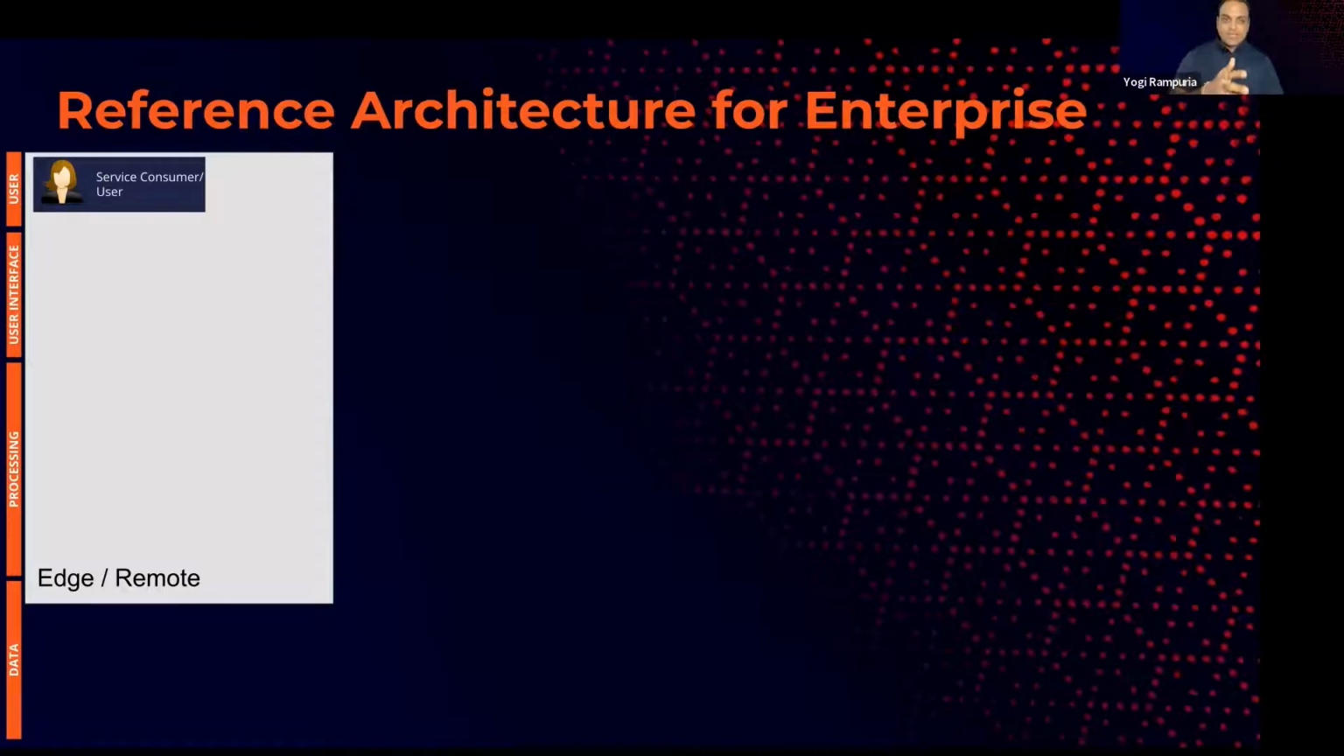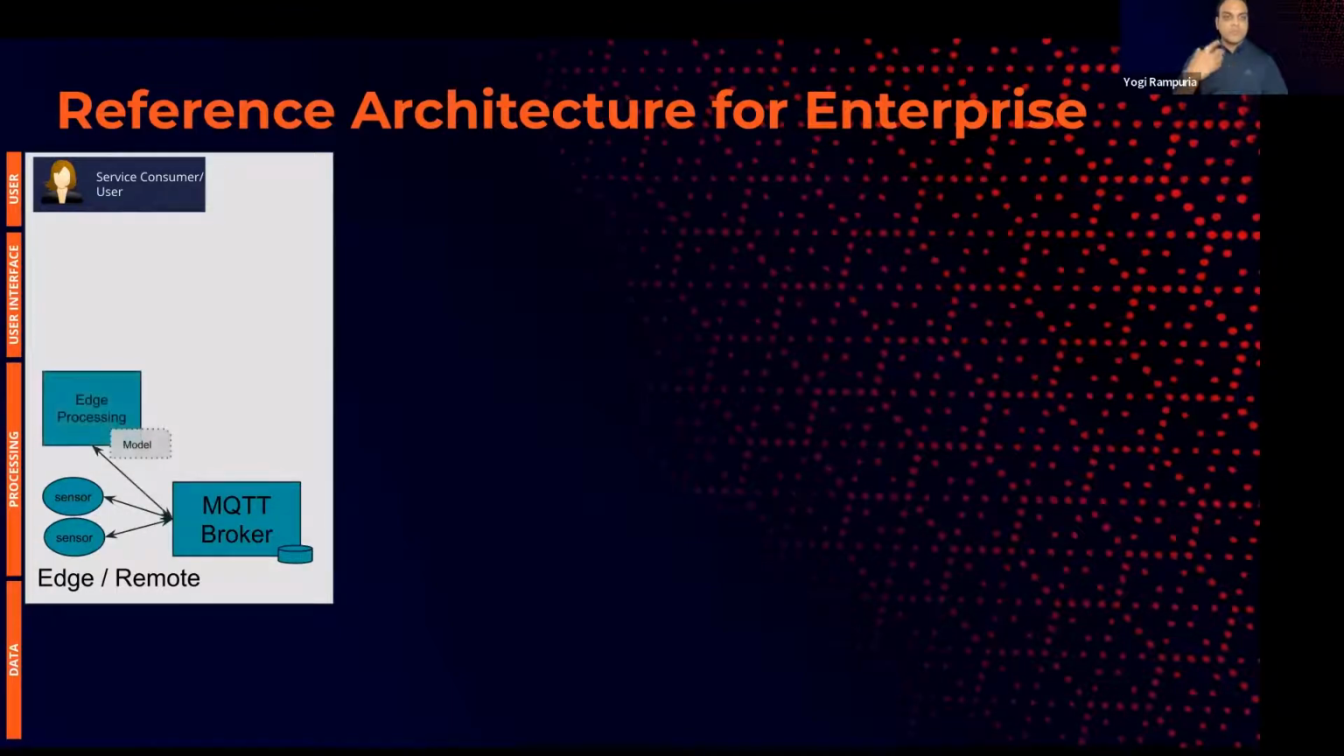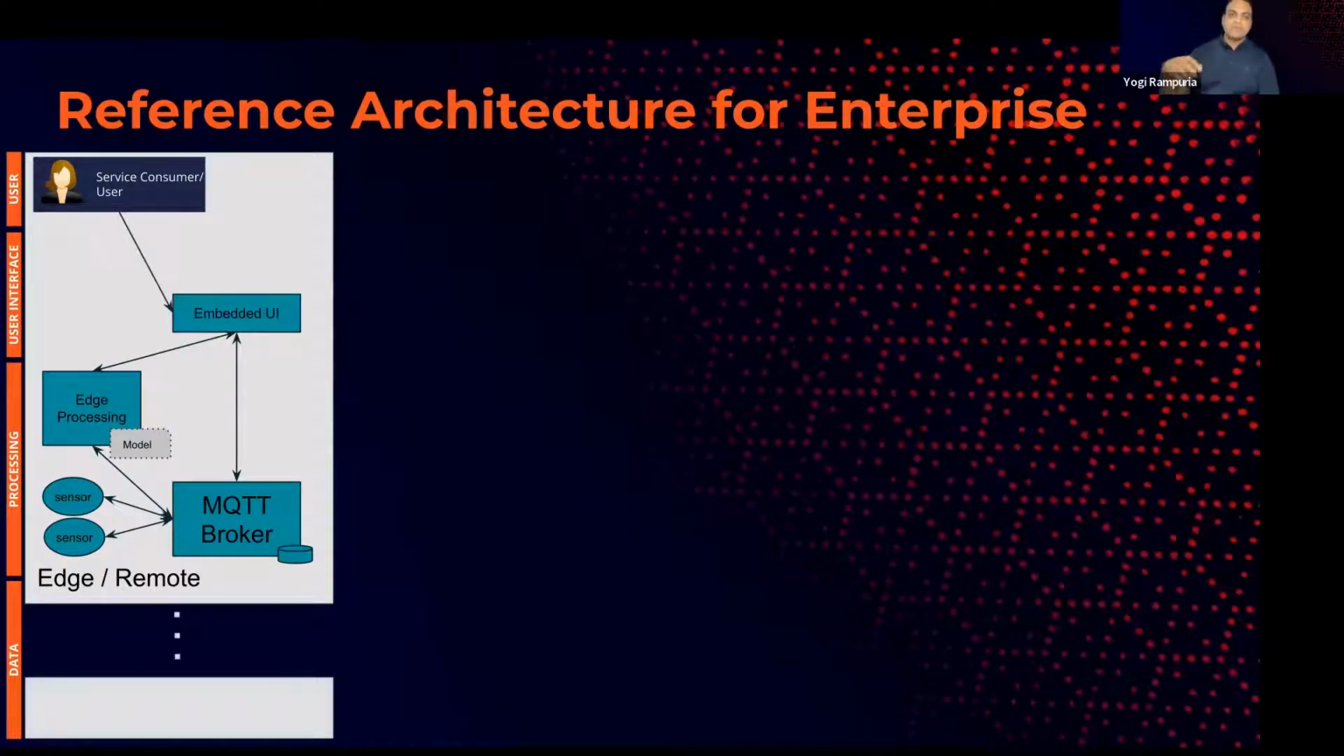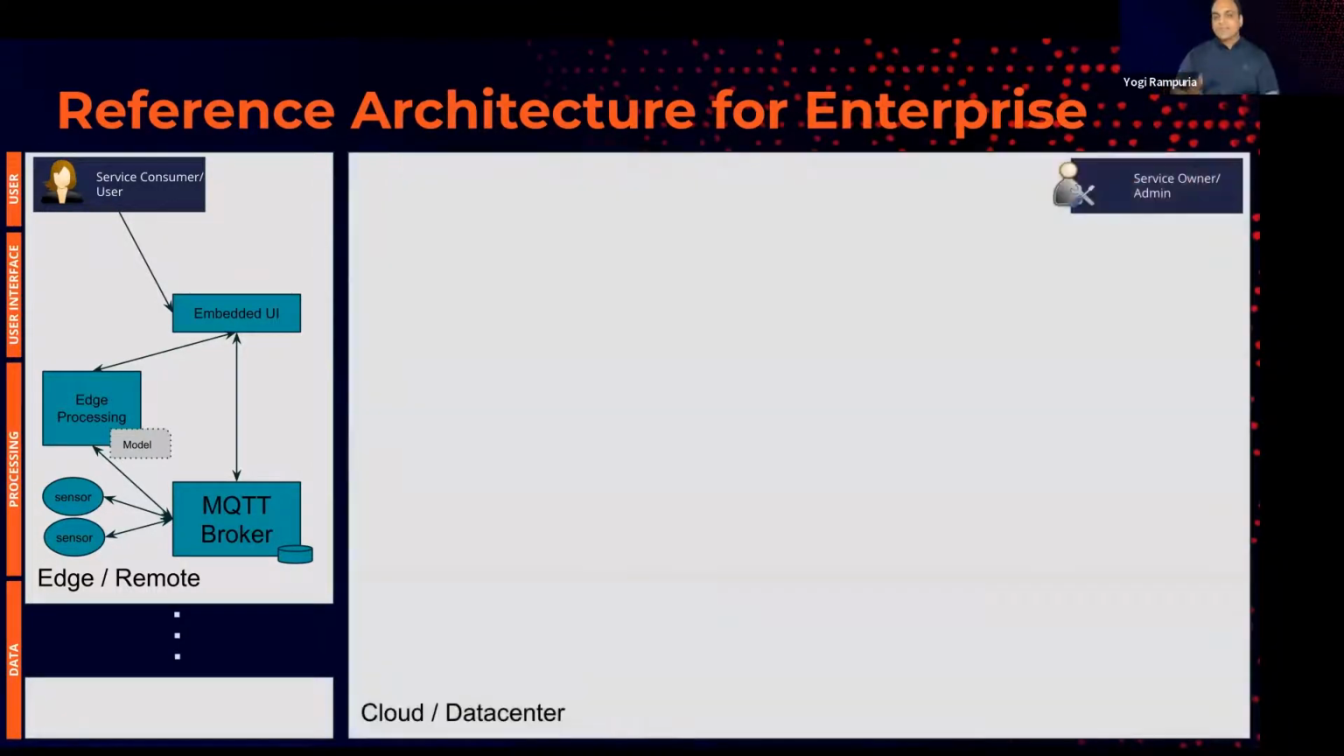So at the edge or the remote location, you have the user who's consuming your services. In the edge, you typically have the sensor or the sensor hubs, which are emitting events to the MQTT broker. And this MQTT broker may also be connected to an edge processing unit. So this is your typical in-vehicle display and things like those. And then you may have many such edge locations. That is like the tip of the iceberg. And now let's look at the iceberg.